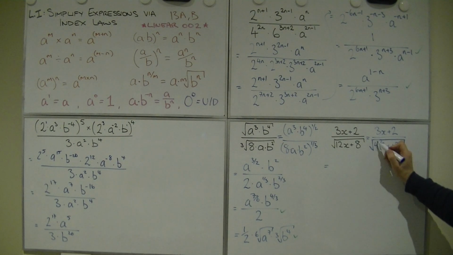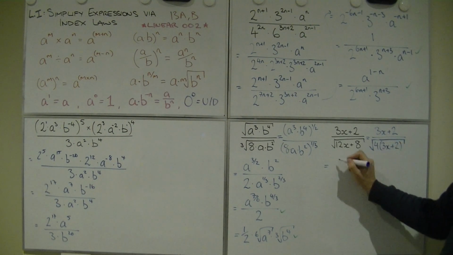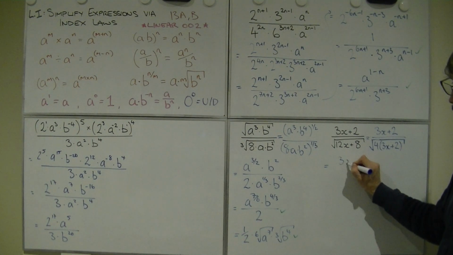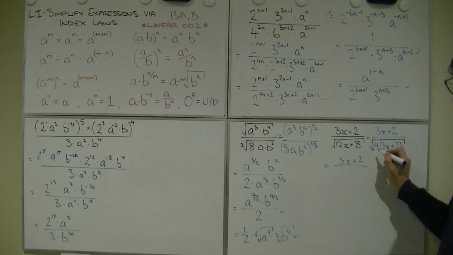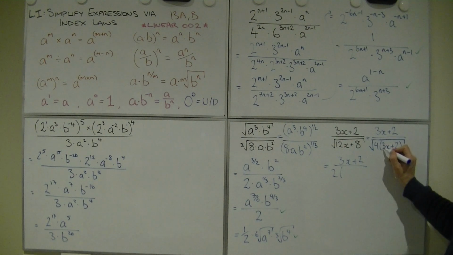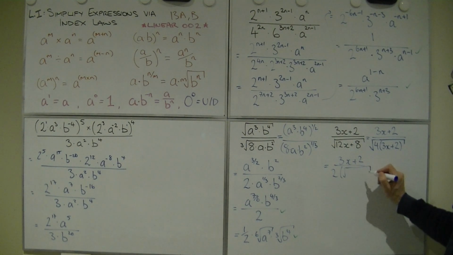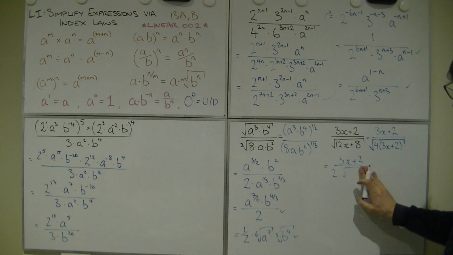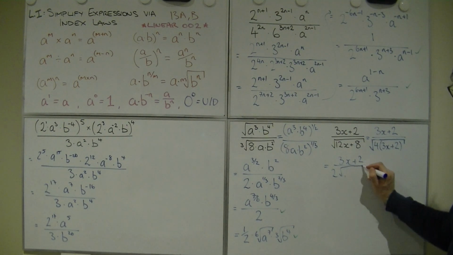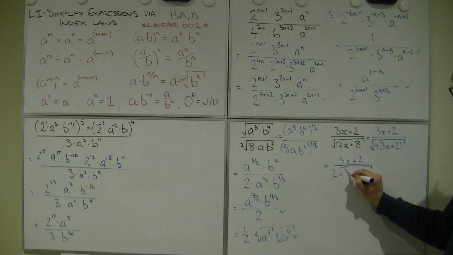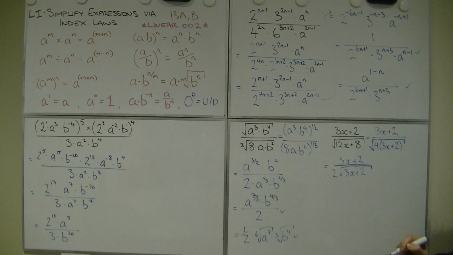Okay, well, I can take out this square root of 4, so I can make this 3x on 2 on top, over square root of 4 is 2, multiplied by square root of, actually I don't even need that, I'll just make it square root of. This is all divided, there we go. 3x plus 2.